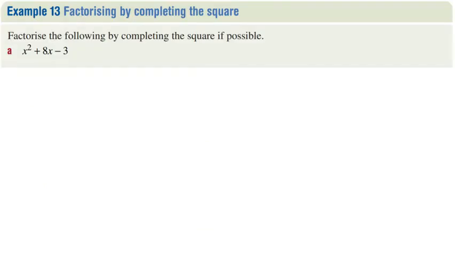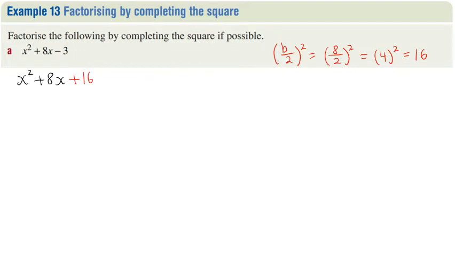So my first thing to figure out is what half of b squared equals. So b in this case is 8. So 8 divided by 2 is 4. 4 squared is 16. So I need to add 16 and take it away in the middle of this expression like so. So plus 16 minus 16 minus 3.